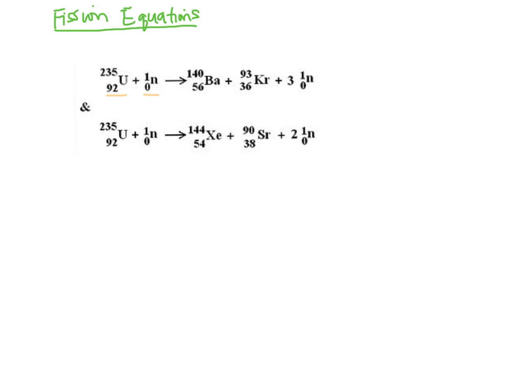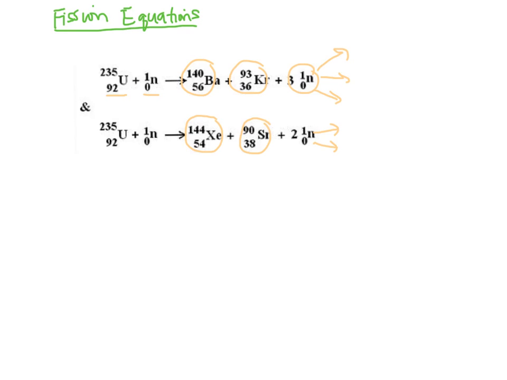Uranium-235, when you wing a neutron at it, so uranium-235 plus a neutron, is going to produce either barium-140 and krypton-93 and 3 neutrons that would then fly off into other uranium-235s and split them. Or instead of barium and krypton, you might get xenon-144 and strontium-90. It really just depends on how that uranium splits. And then 2 neutrons would fly off and hit other uranium-235s and split them.